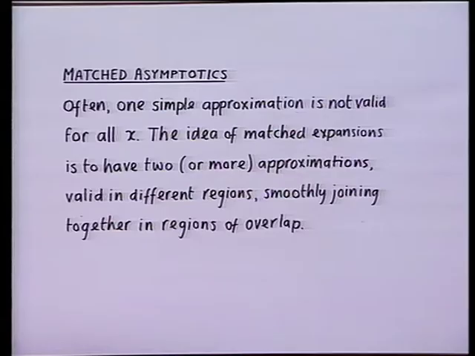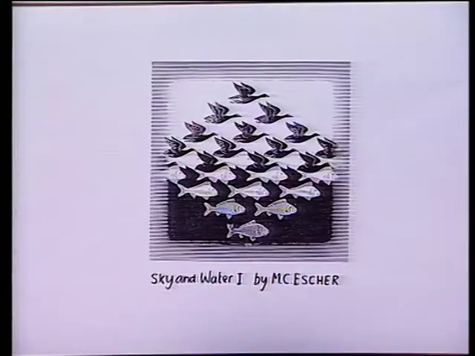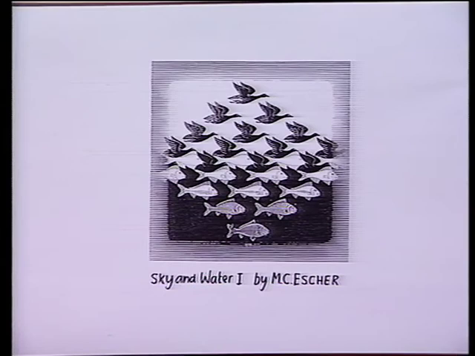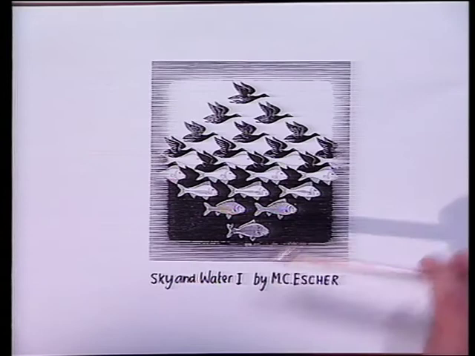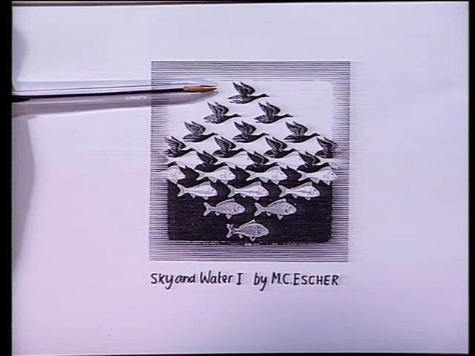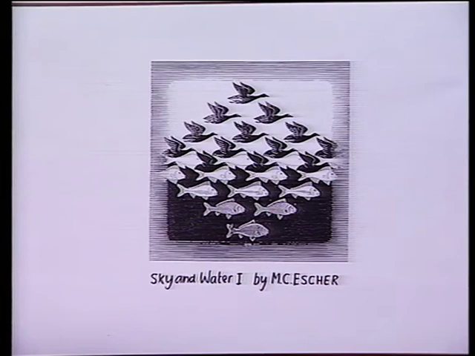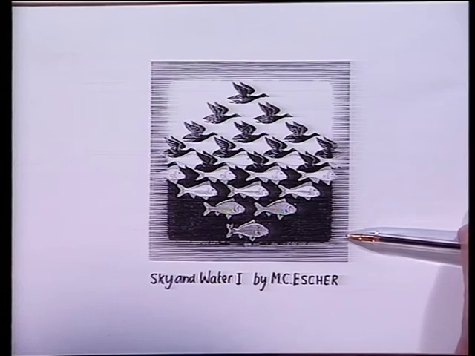There's a beautiful picture by the artist Escher which shows, in a sense, what matched asymptotic approximations are about. And I will show you that picture. A well-known picture, Sky and Water by Escher. Down at the bottom, the picture is obviously one of fish. The top of the picture can be clearly identified as birds. And as you move up the picture from bottom to top, the fish smoothly change over imperceptibly from one approximation, which is a fish at the bottom, to another approximation at the top.